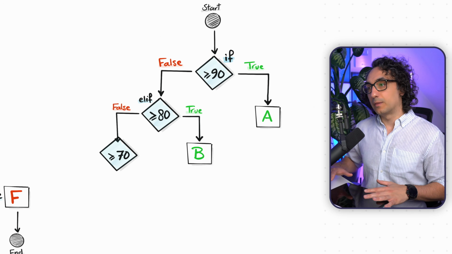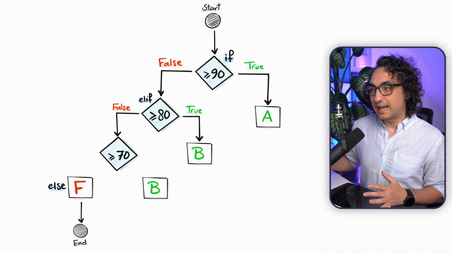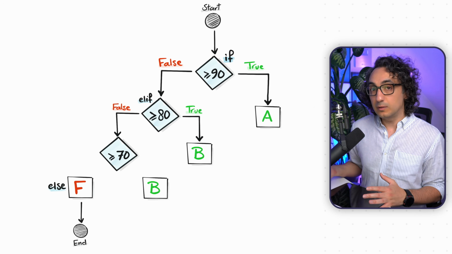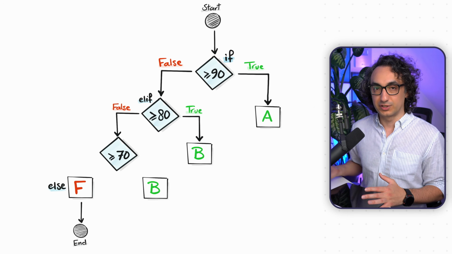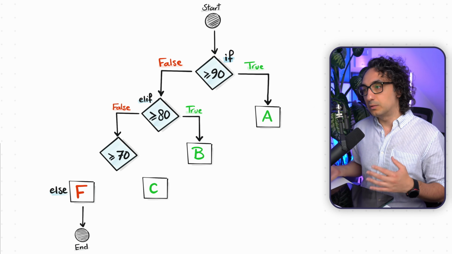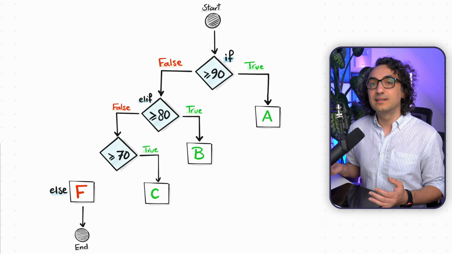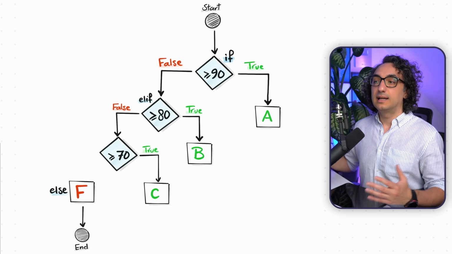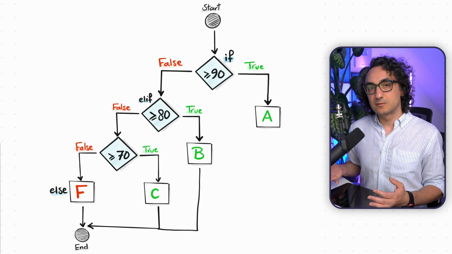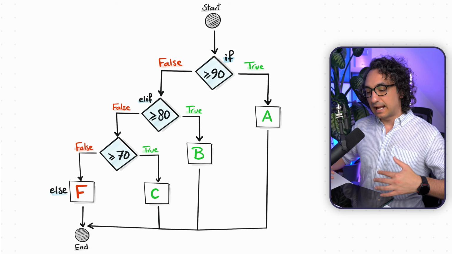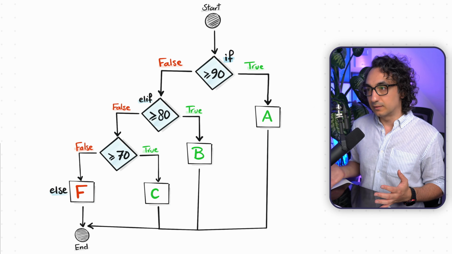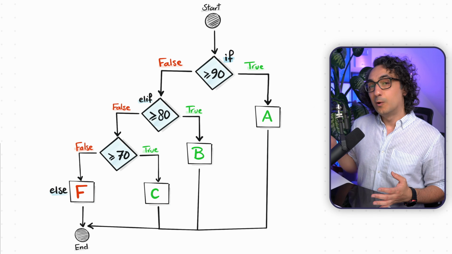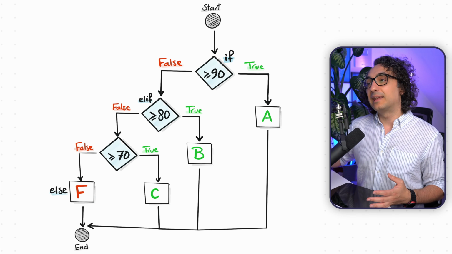We're going to put it on the false path. So if the answer for the second question is false, go and ask a third question. And the same thing, either it's going to be true or false. If it's true, then we assign the grade of C. And if it's false, then we go to the else. So as you can see, all we are doing is asking another question if we are getting false. So by looking at this, you can see we can connect else if with another else if.